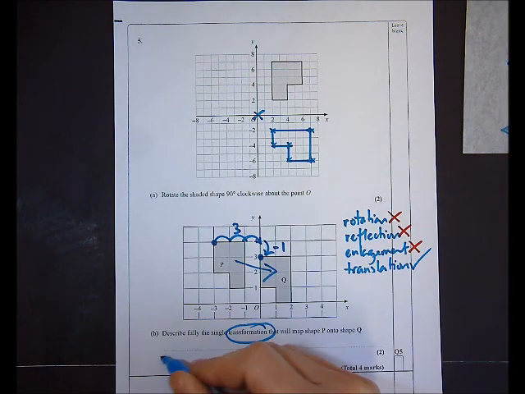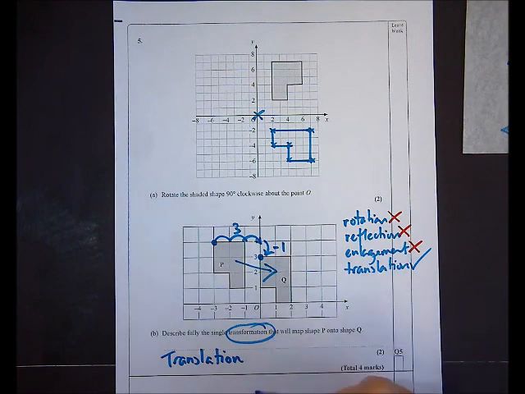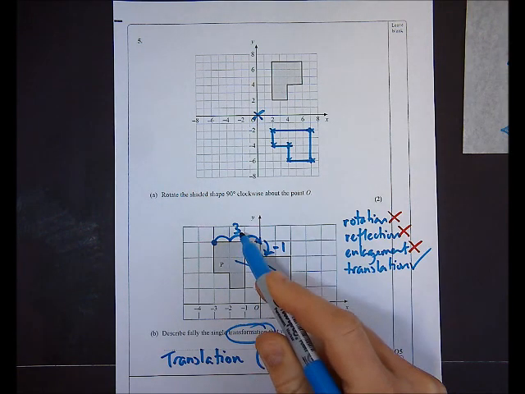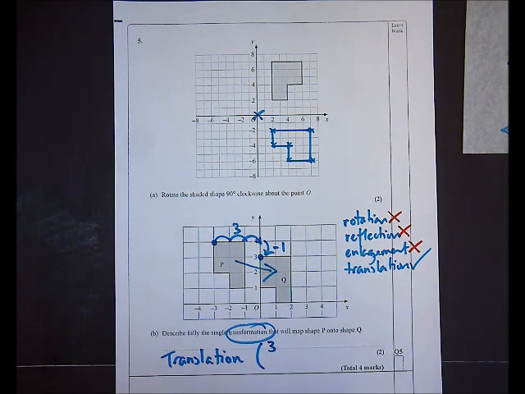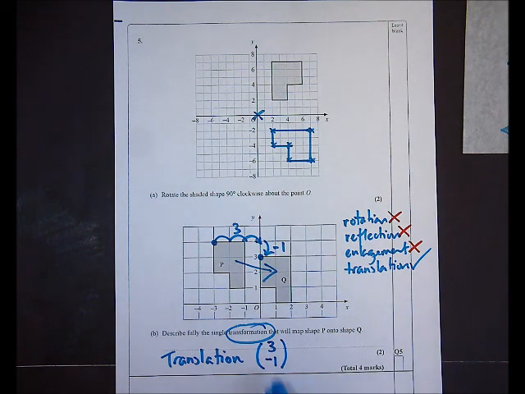So I'm going to write that out. It's a translation. And I'm going to write that as a vector, so it is 3 to the right, so I'm going to write 3 on the top, and 1 down, or -1. Notice there's no line in between the 3 and the -1.